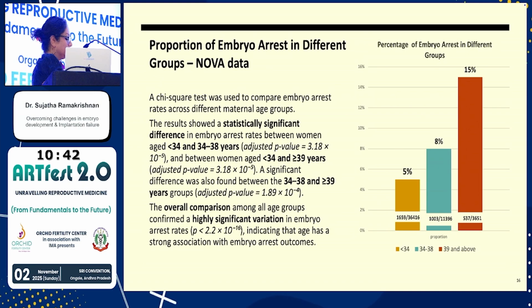This is just some quick data from NOVA, and we looked at close to 50,000 OPU cycles done in the last 3-4 years. And you can see here, first we segregated women who are less than 34 years, between 34 to 38 years, and 39 years and above. We just looked at the developmental arrest. What is the percentage of embryos getting arrested? And you can see in women who are less than 34 years, the embryo arrest is 5%, whereas in women over 39 years, it is 15%. So with age, definitely you have a lot more chances of embryos getting arrested.